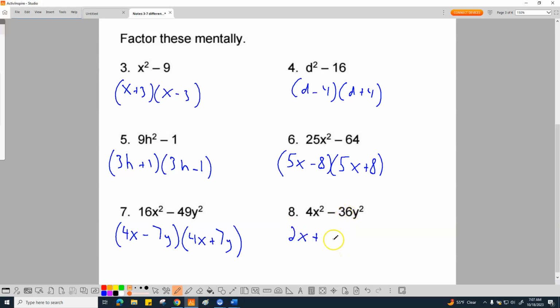Little easy day. Square root of 36 is 6. Square root of y squared is y. And then just copy that over. And take a moment to look at these. This should be pretty straightforward at this point. I'm going to go to the next page.